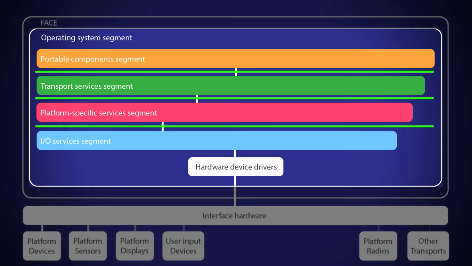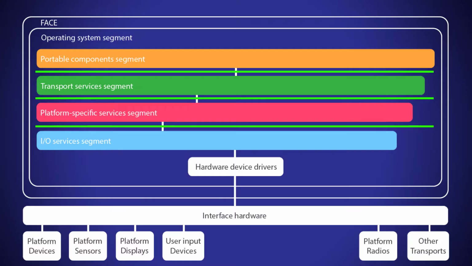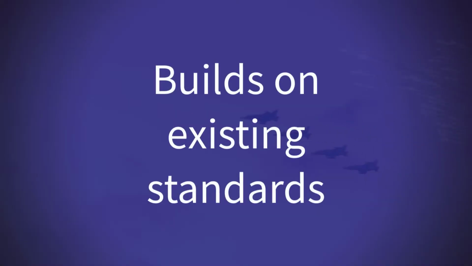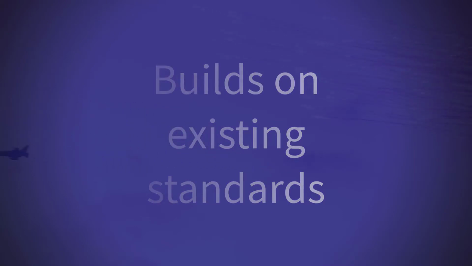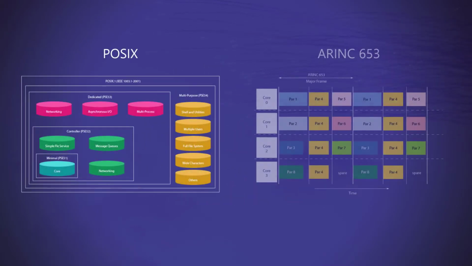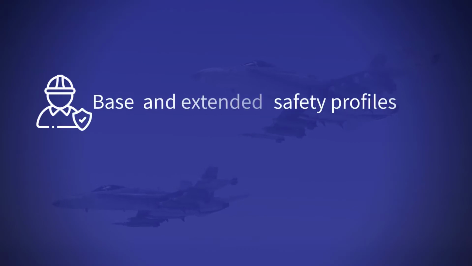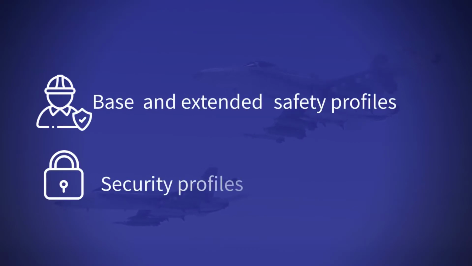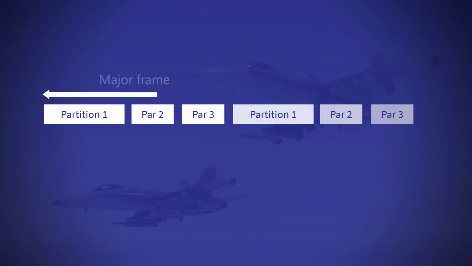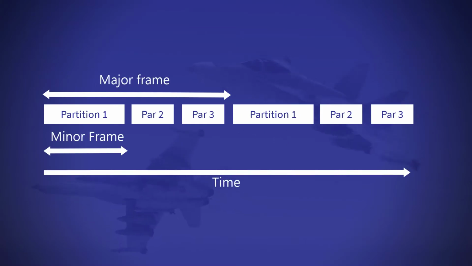The operating system segment, or OSS, provides a foundation to the other segments and thus is shown above the others in the diagram. The FACE standard builds on existing standards. In the case of the OSS bundle, it builds on the POSIX and ARINC 653 standards. Avionics system designers and integrators designing to the FACE standard under the safety, safety extended, or security profiles must include an ARINC 653 partitioned operating environment in their architecture.